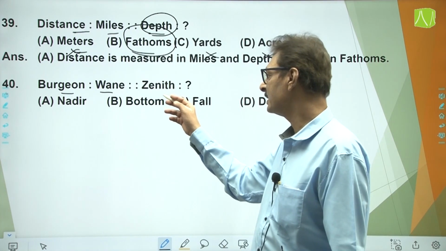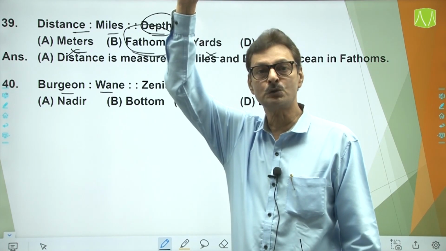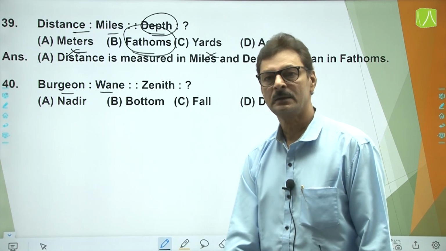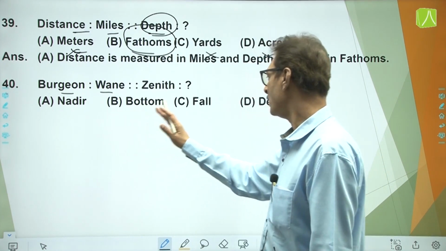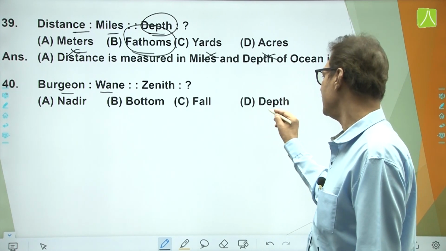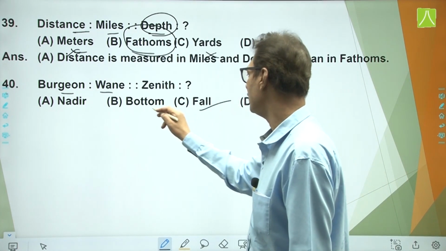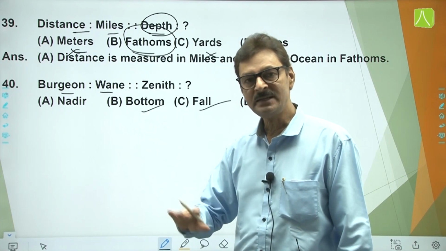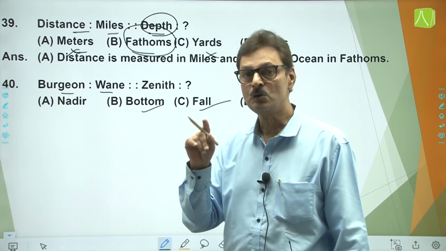Now zenith, zenith is the topmost part. What is the bottommost part? Nadir, bottom, fall or depth? It will not be fall, because fall means to drop. Bottom is niche, but what is the bottommost part?